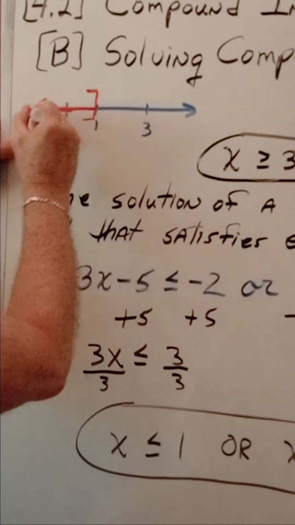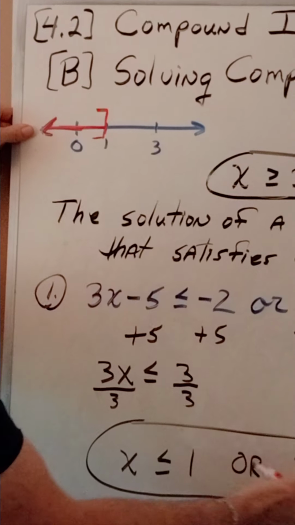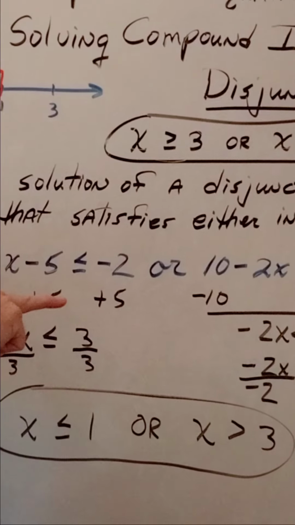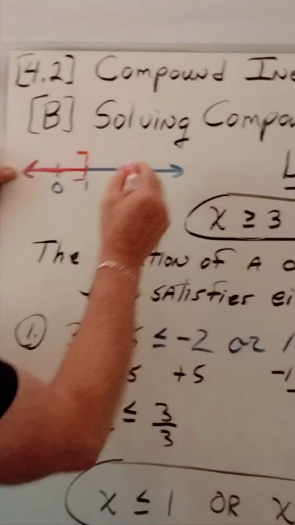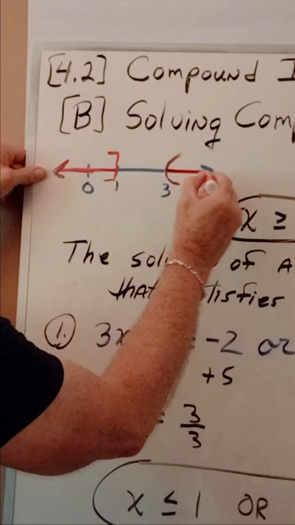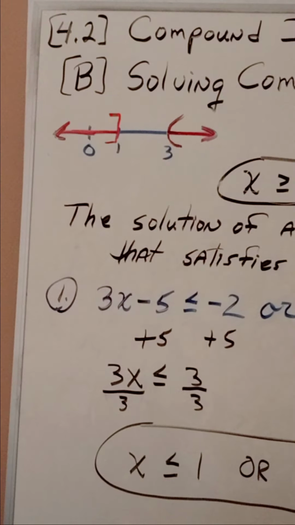Or x is greater than 3. Come over to our new endpoint of 3. There's no equal sign there, so it's going to be a parenthesis, and the parenthesis is going to open to the right, greater than. So it's going to open to the right, and we'll shade that. And there is the graph.